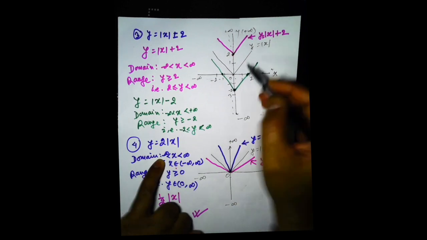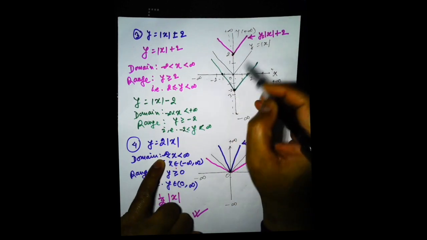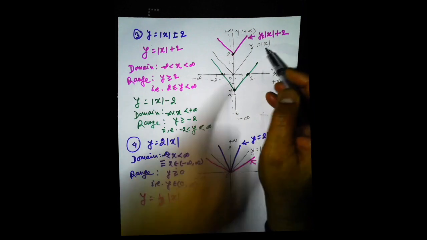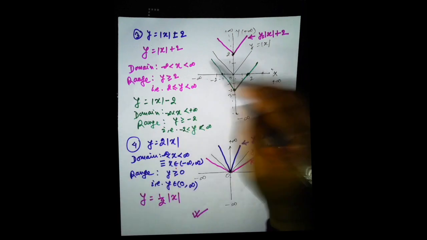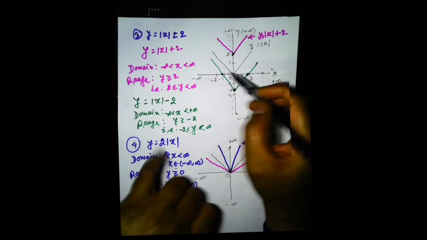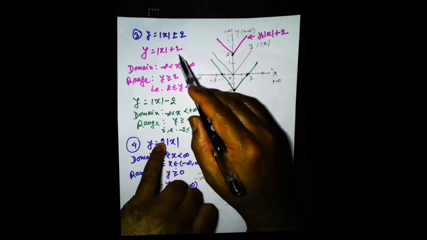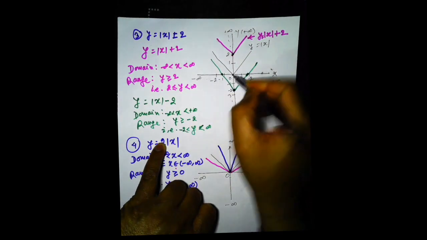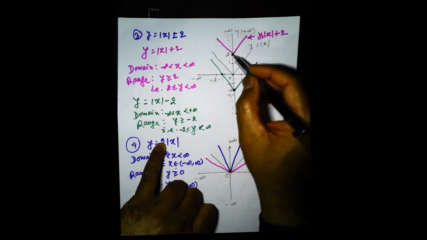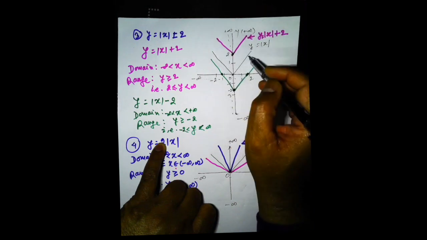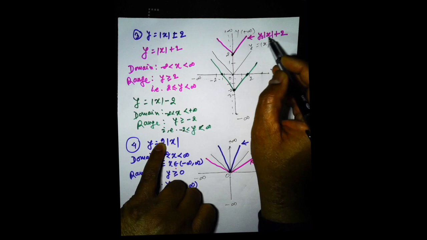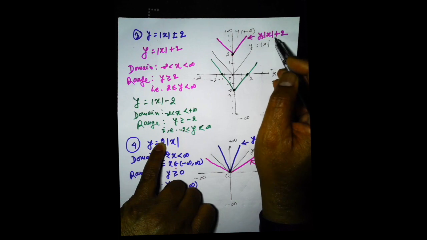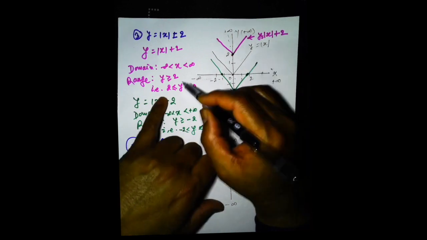Here, first of all, I'm taking the graph of y equal to absolute value of x that I have discussed earlier. In this case, in whole x, 2 has been added. That means the graph will move 2 units up, and our graph starts from here with the same shape of the graph. So finally, this is the graph for y equal to absolute x plus 2.